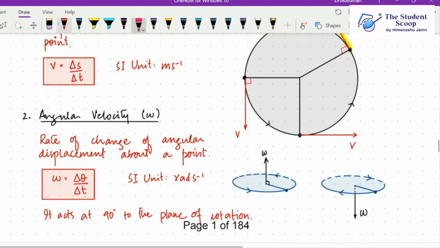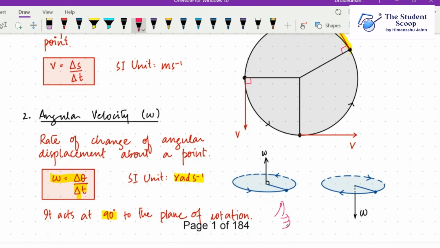So this is a new introduction. So angular velocity we already see. It has a unit of radians per second, and it is also a vector quantity. You can see that if the object is rotating in a plane, the angular velocity will be at 90 degrees, and we can use a thumb rule to predict the direction of the angular velocity based on the rotation.